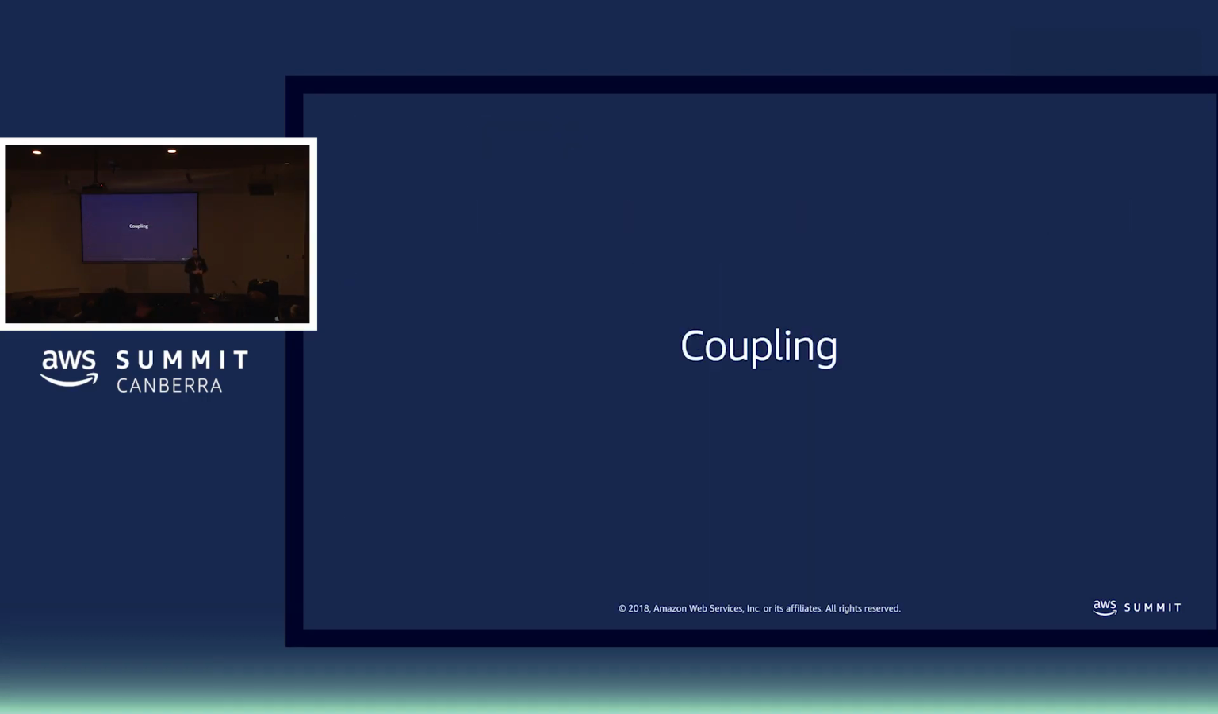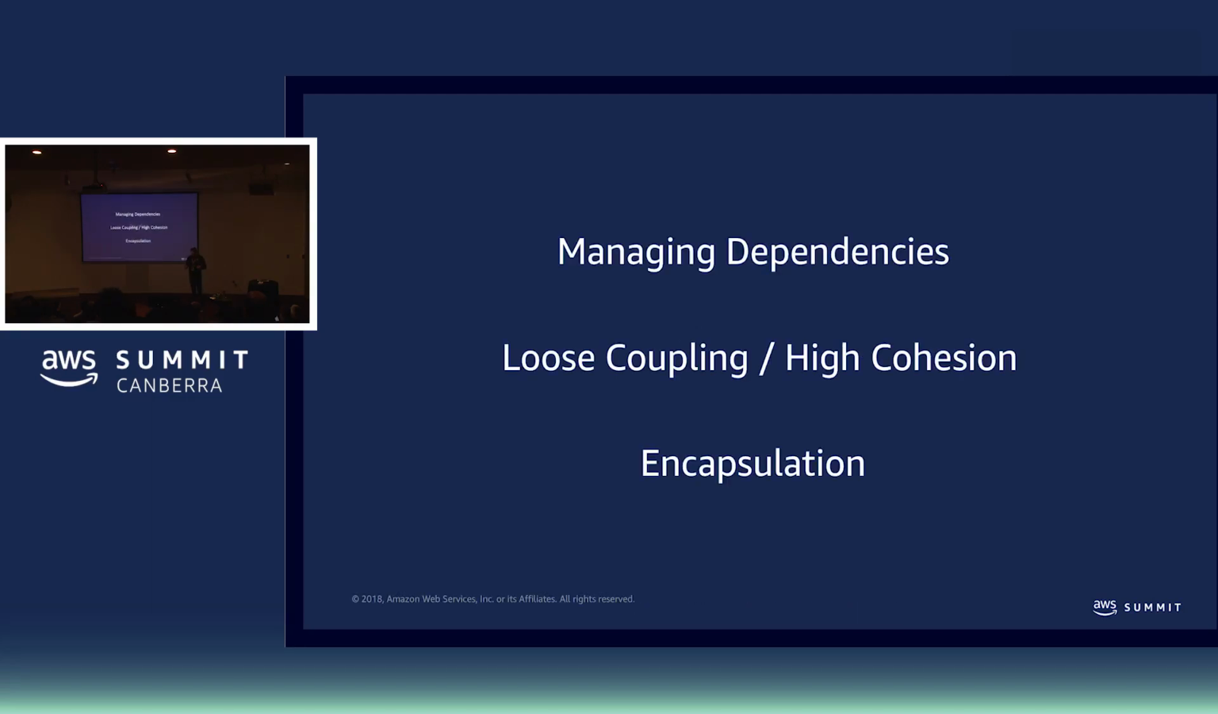Which brings me on to coupling. Now, an essential part of software design is managing dependency. It doesn't matter if you're doing microservices or any other kind of application design, managing dependency is an essential goal for software development. And we've been taught that we want our applications to be loosely coupled and highly cohesive.